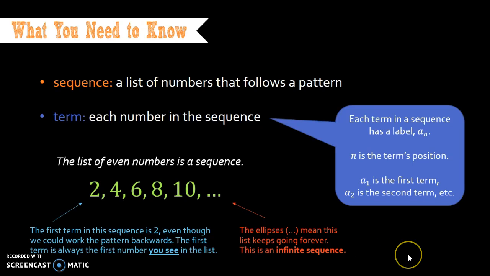The first term in this specific sequence is 2, even though you could always work the pattern backwards. The first term is always going to be the first number that you see in the list. So even though we could go backwards and find terms that come before it, when it's asking you to find the first term, it's always talking about the first term that you actually see in the list of numbers.